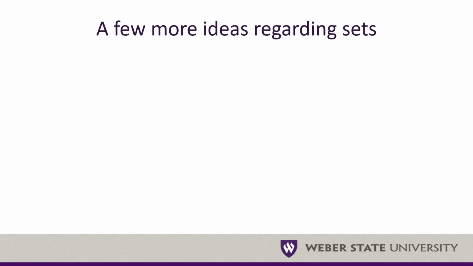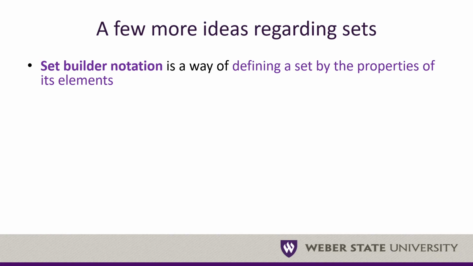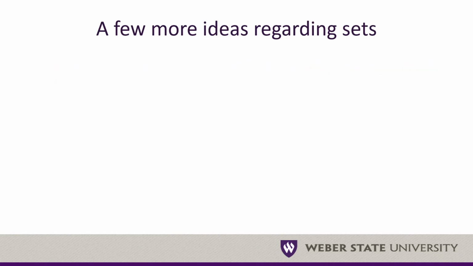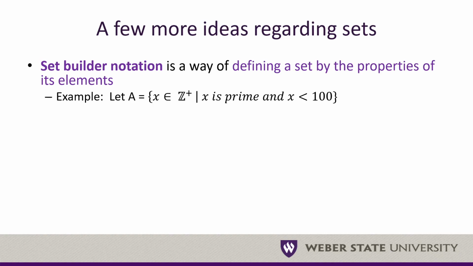So a few more ideas. We have things like set builder notation, which basically gives us the ability to define a set by showing how we can construct the elements. So we get the properties, and we've done that several different ways. For example, we could have let A be the set of X, where X is an element of the set of positive integers, such that, that's what the vertical line means here.